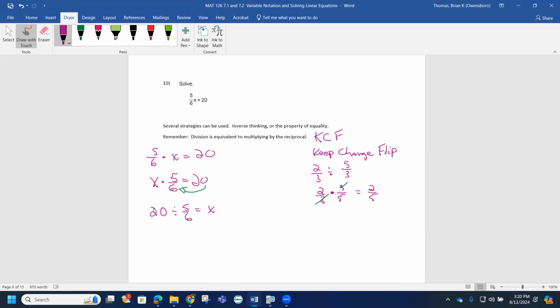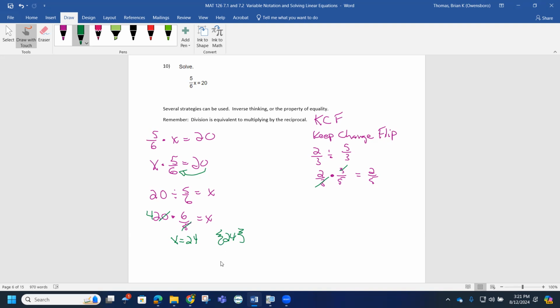It's going to take me back to the beginning. And so instead of dividing, what I can do is go 20 times, so keep, change division to multiplication, and flip, so that's going to turn into 20 times 6/5 equals x. Notice that I can actually divide the 5 into the 20 and get a 4. And 4 times 6 is 24, so x would equal 24. So my solution set would be 24 if I was asked to write this as a solution set. I don't know if your work asks you to do that or not.